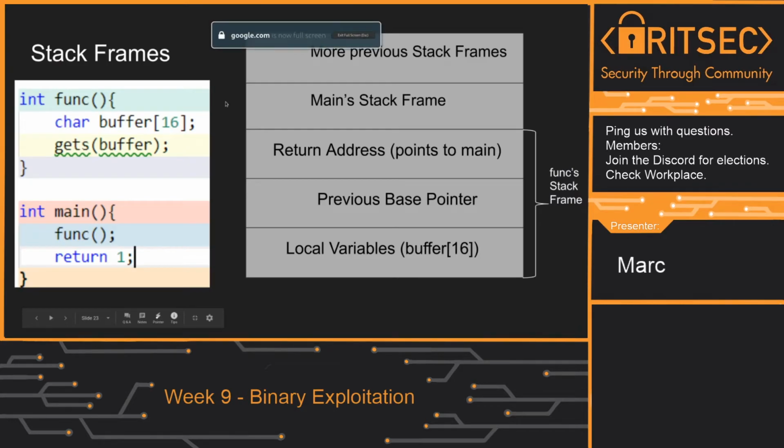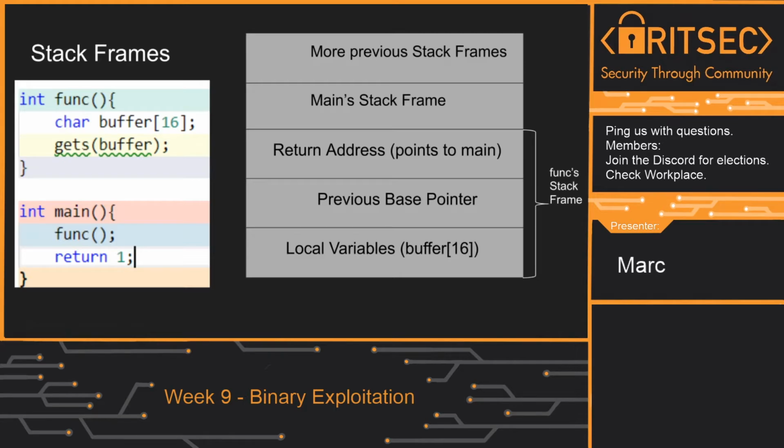Stack frames. This is where we start getting into how binary exploitation works. For stack-based binary exploitation, you have to understand stack frames. You have this area of memory called the stack, and it's used to store data. That data is usually local variables, depending. Other data includes return addresses and the previous base pointer, which I'm not going to talk about because it's not actually as important right now.